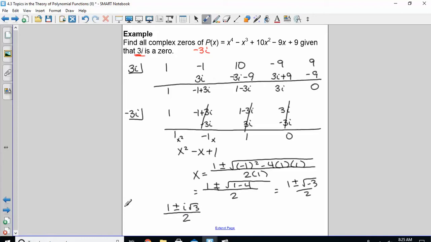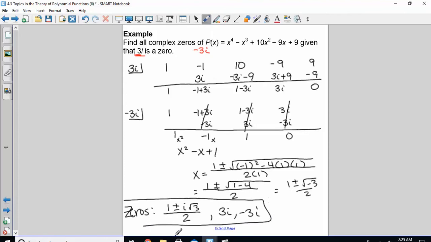So our directions were to find all the complex zeros. Complex just means they might have i's, they may or may not. It was a degree 4, so we should have gotten 4 of them. And we have. This is 2 right here, 1 plus i radical 3 over 2 and 1 minus i radical 3 over 2. The other 2 were positive and negative 3i. So it's the same process that we have been doing. It just can look a little bit different if I give you i's in your problem.